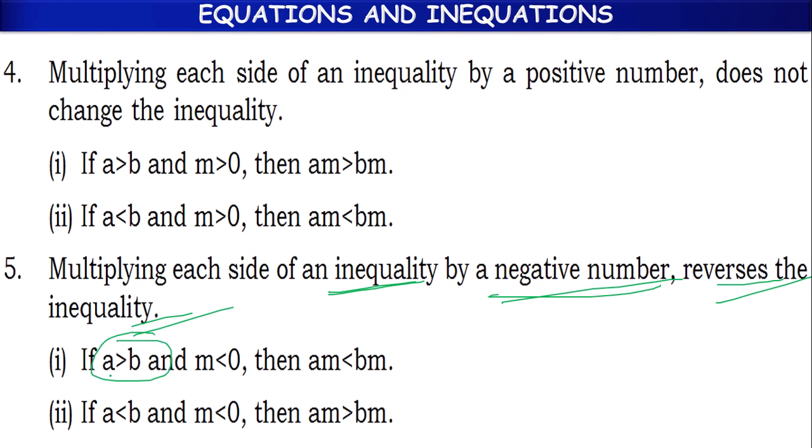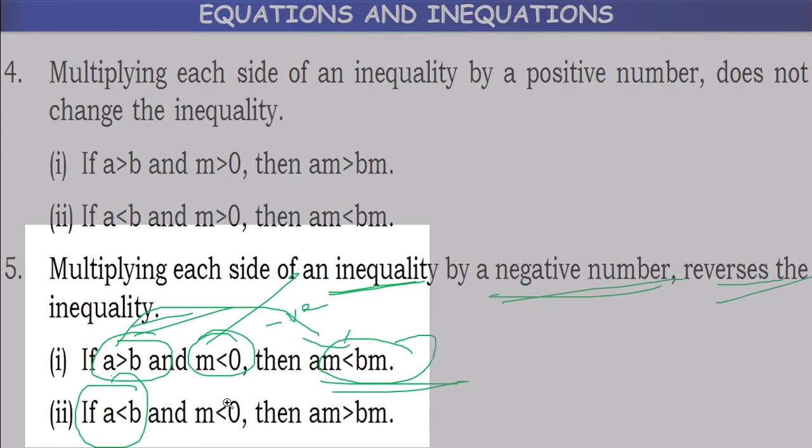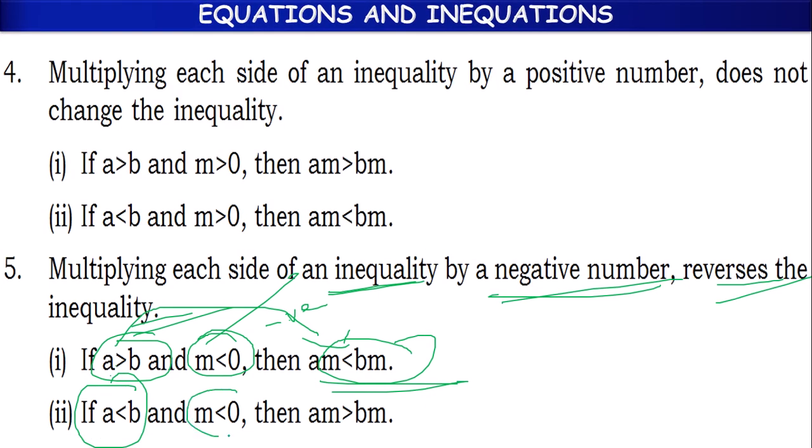If A is greater than B and M is less than 0, which means M is negative, then AM will be less than BM. The inequality changes. If A is less than B and M is less than 0, then AM will be greater than BM. The inequality changes.